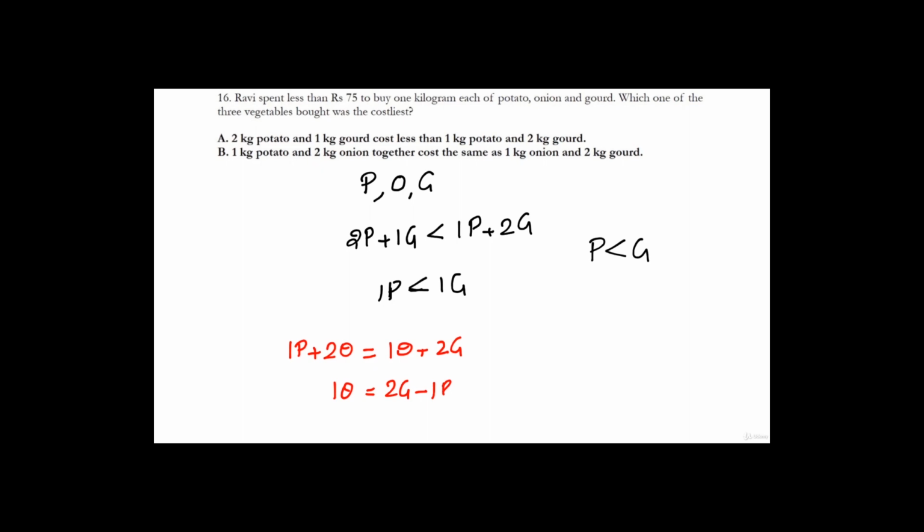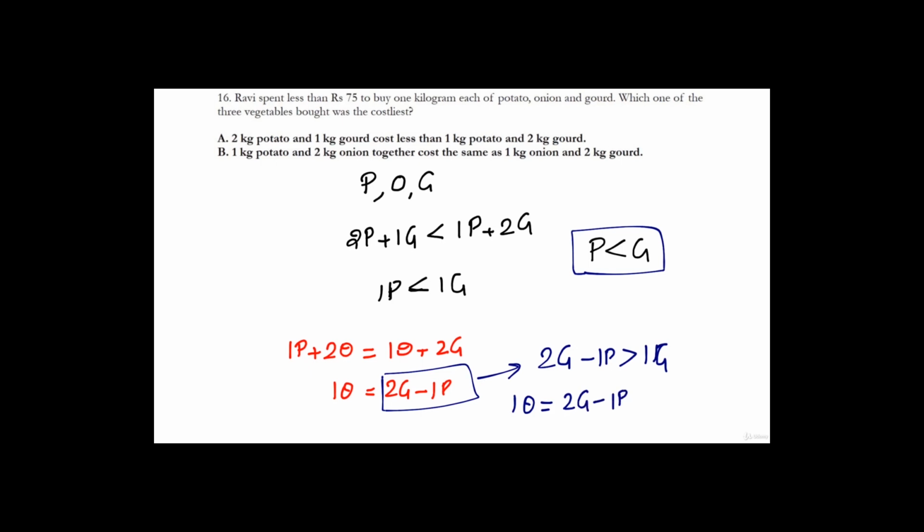Now let us combine both. We know that P value is less than G value. That means 2 kilograms of gourd minus 1 kilogram of potato will be greater than 1 kg of gourd, and 1 kg of onion is equal to 2 kg of gourd minus 1 kg of potato, which is greater than 1 kg of gourd. So from combining both, we get potato's price less than gourd's and gourd's price less than onion, which means onion is the costliest vegetable that he has bought. Both the statements are required to answer this question.